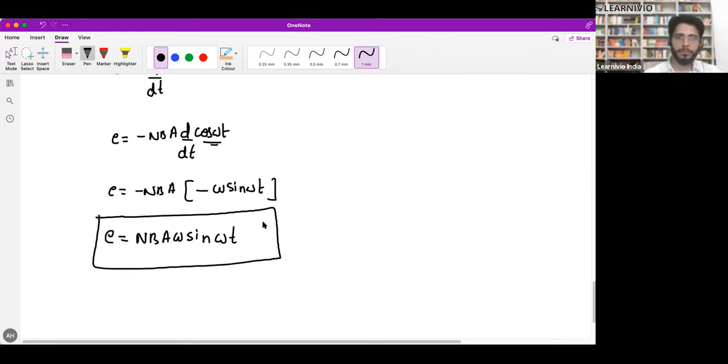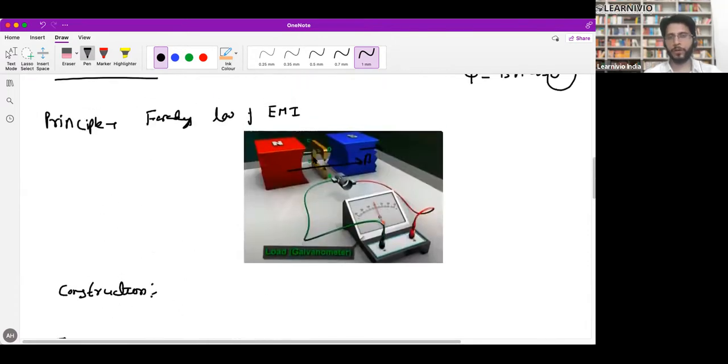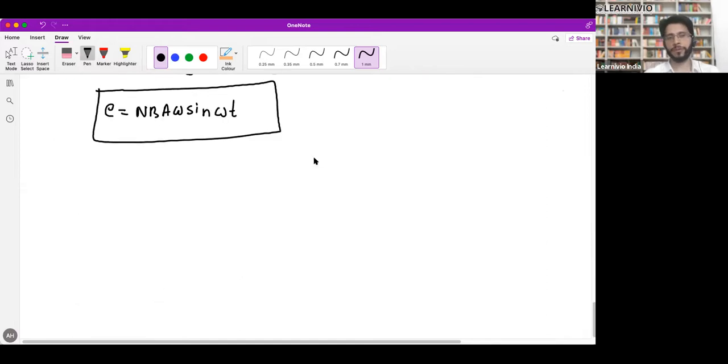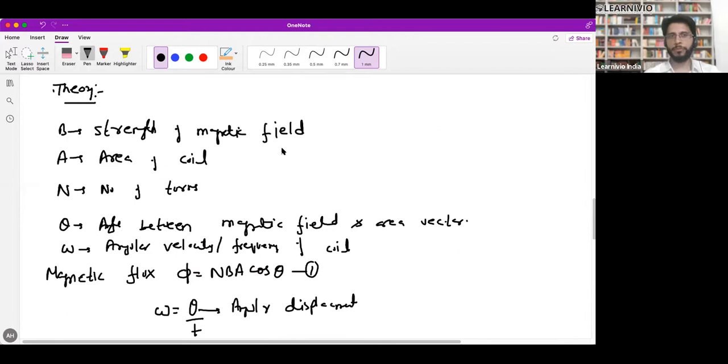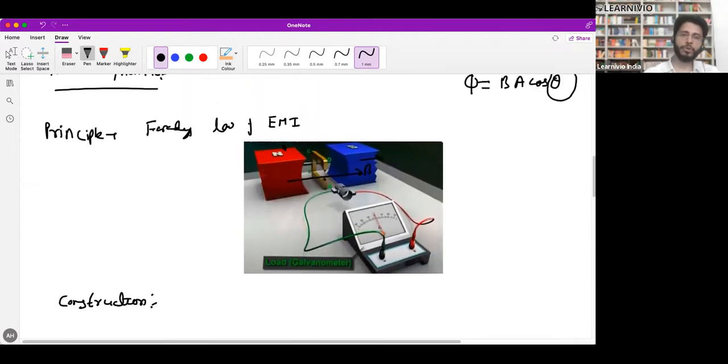So this is the EMF induced in the coil of this generator, and this is what you experience in your home. The voltage coming from the power plug is basically this EMF. This is the equation of that EMF. The EMF that you are getting at your home is due to rotation of some coil in a magnetic field. That happens in a power plant.